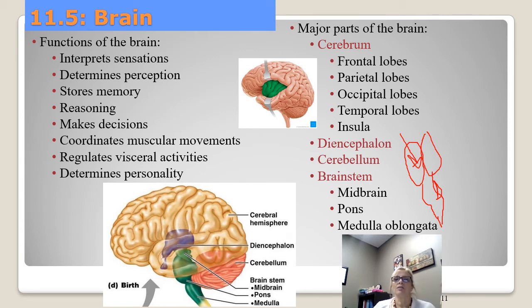Insula means island, so it's deep within the brain, all right? And you can only see it, like I said, on that collapsible model that breaks apart into several pieces. So be sure you practice with that.